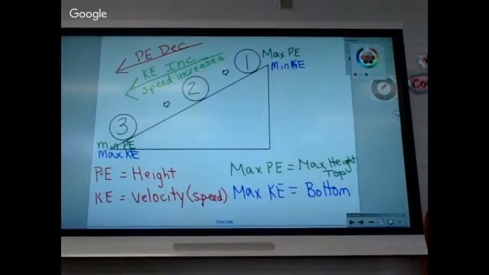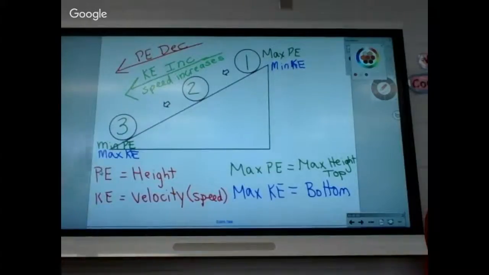Can potential energy and kinetic energy both go the same direction? Yeah, but they won't. They cannot go the same direction. If potential energy goes up, kinetic energy has to do what? Go down. That's my point. Can they both increase? No, that's what I'm saying. They can't both increase.